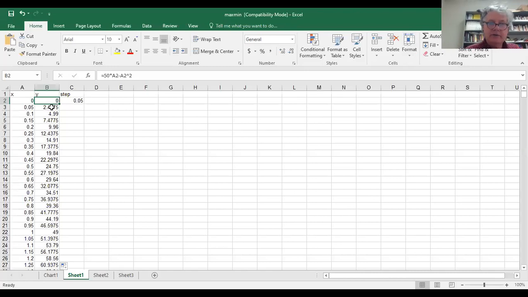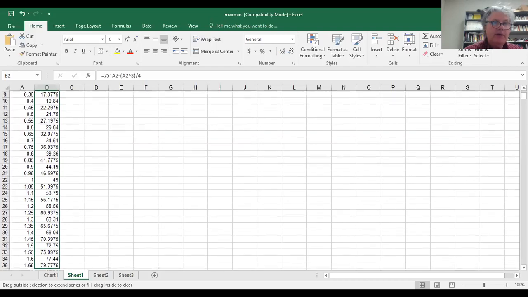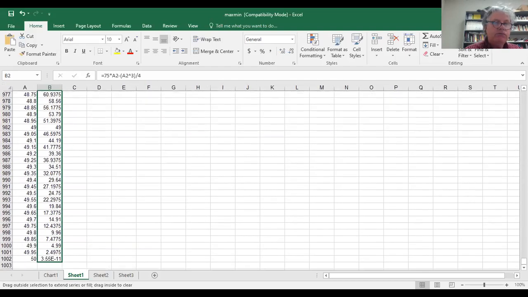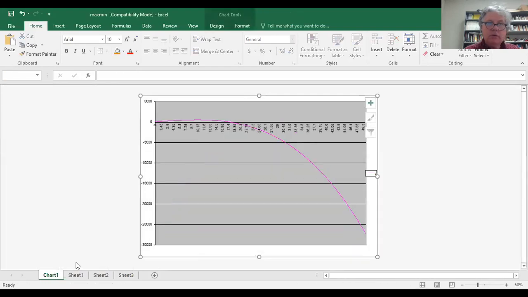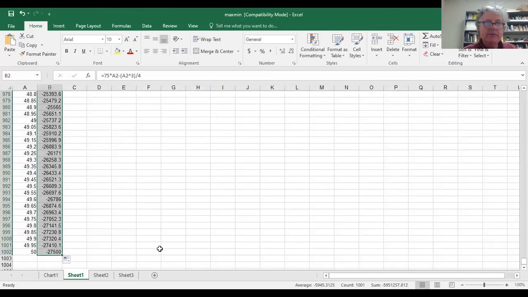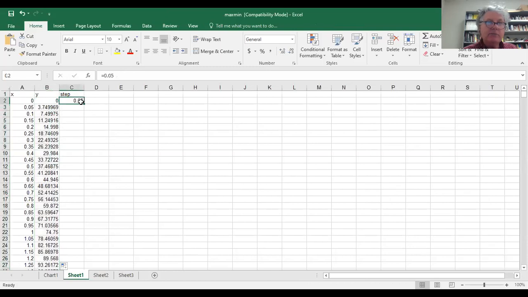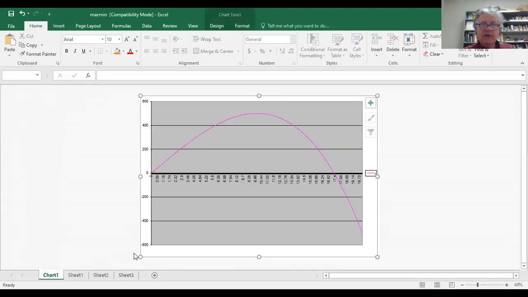Okay, so our equation is going to be 75, that's 300 divided by 4 times x minus x cubed divided by 4. And I'm going to copy and paste that. Okay. So we see my thing is way too big. So I can make my step size smaller. So let's make it 0.02. Okay, so it fits more onto the screen there.